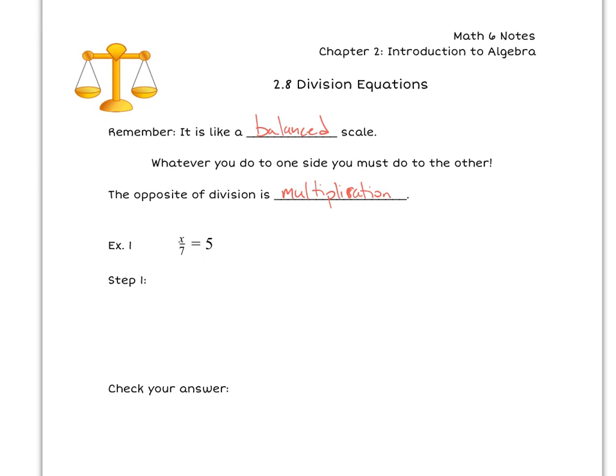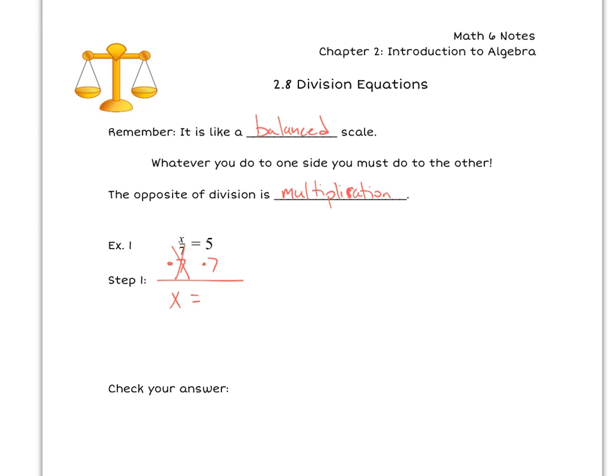solve them. So x divided by 7. Since we're dividing by 7, we have to do the inverse or the opposite. The opposite of dividing by 7 is times 7. Times 7, and do that to both sides. The 7's cancel on the x side, so we're left with just x equals, and who knows what 5 times 7 is?